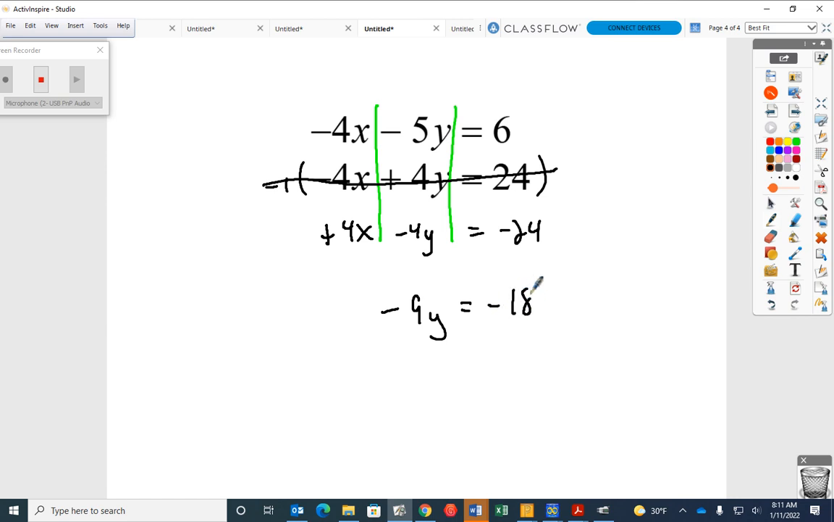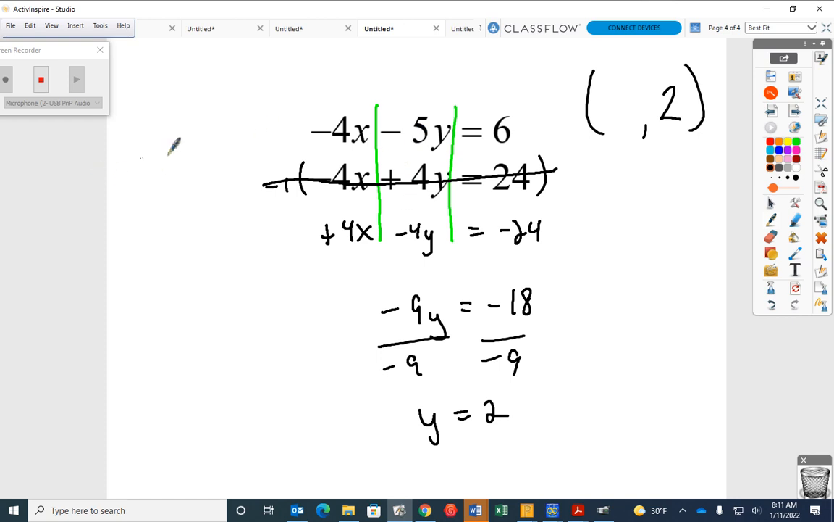18. Now we divide each side by what? By negative 9. And a negative divided by a negative would give me a what? Positive. And what's 18 divided by 9? 2. Do I have half my answer? Which value did I find? My y. So can I use this now to go back and find my x? Yeah, let's do it.